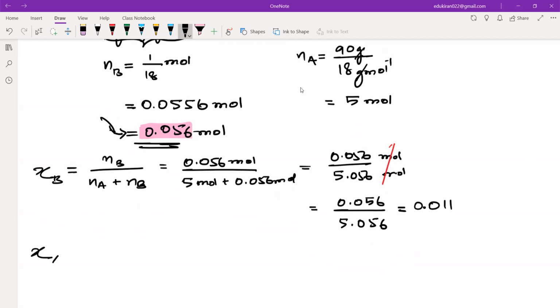Now send the answers for chi A. Send directly the answer for chi A without any calculations. Without even lifting up the pen, you can tell me what is the mole fraction of A, chi A. Send in chat, okay? Yes, Saksha, correct. Waiting for others. Yes, Matthew, correct.